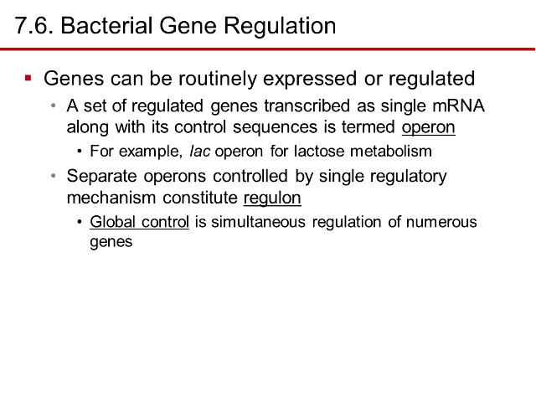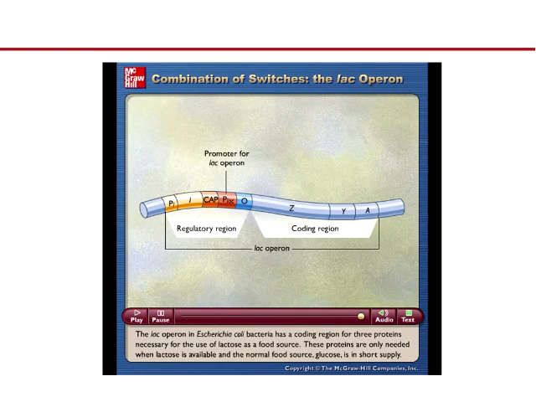We look at bacterial gene regulation. The genes can be constitutively expressed or regulated. A set of regulated genes transcribed as a single messenger RNA, along with its control sequence, is termed an operon. For example, the lac operon, the lactose operon, for lactose metabolism. Separate operons controlled by a single regulatory mechanism constitute a regulon, and global control is the simultaneous regulation of these numerous genes. So there's a regulation of all these things that are happening at a single control point.